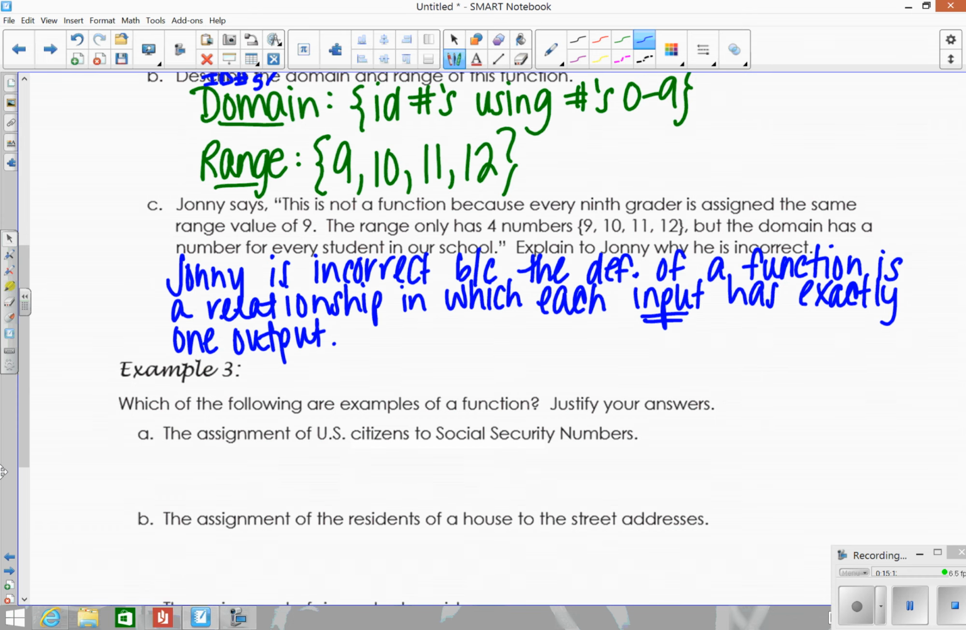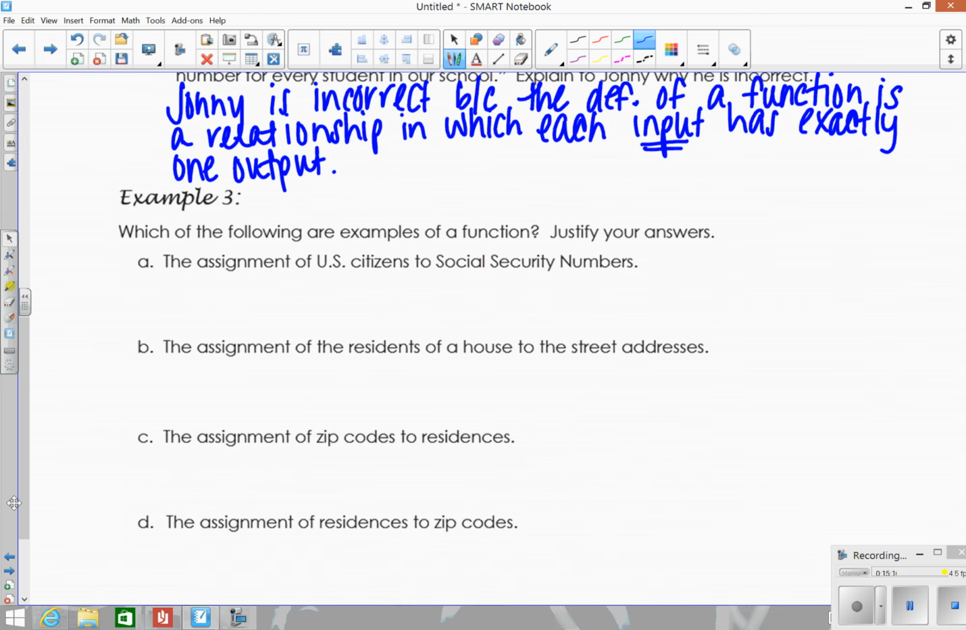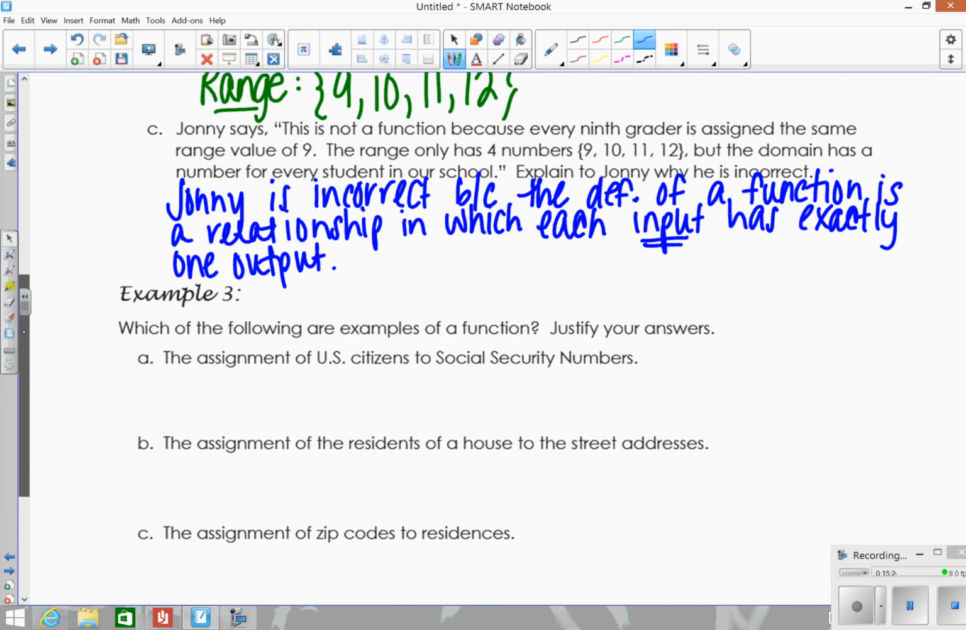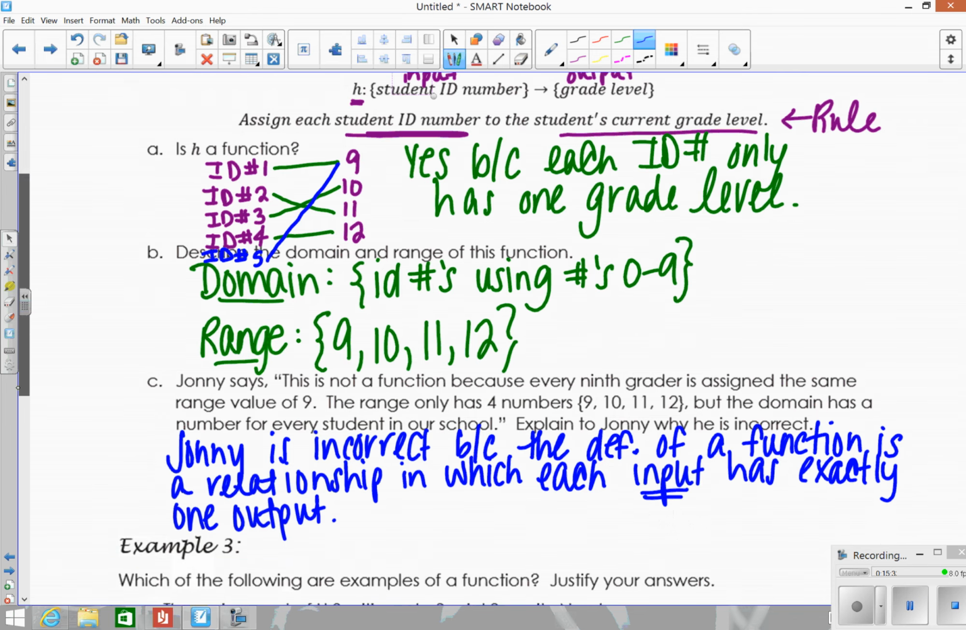So this last example here, we have some more scenarios, just again trying to decide if these are functions. If you get stuck and you can't figure them out, the best way to do it is to make up these scenarios like I'm doing with these mappings, so that you can visually see, does each one of these things only go to one output.